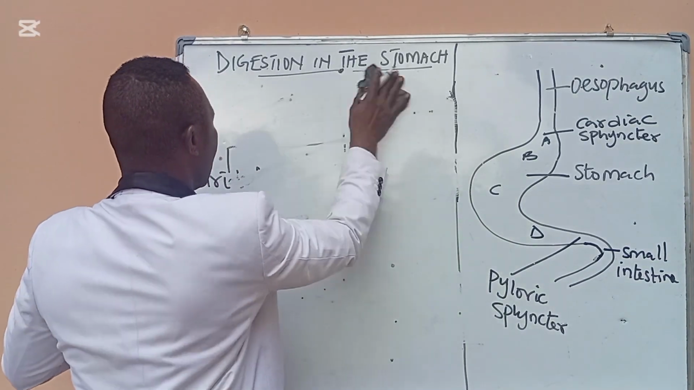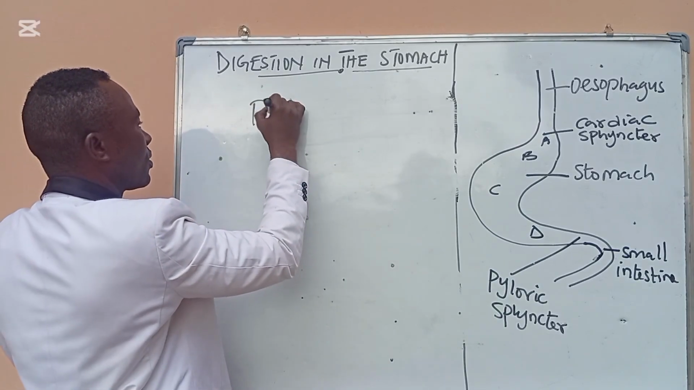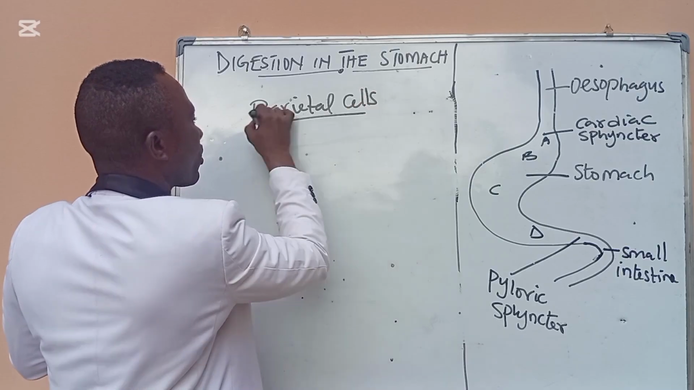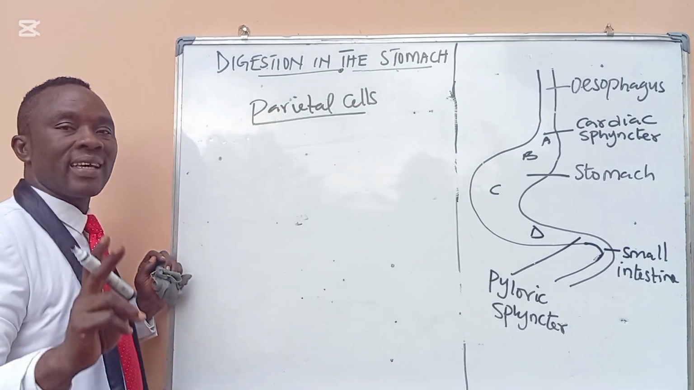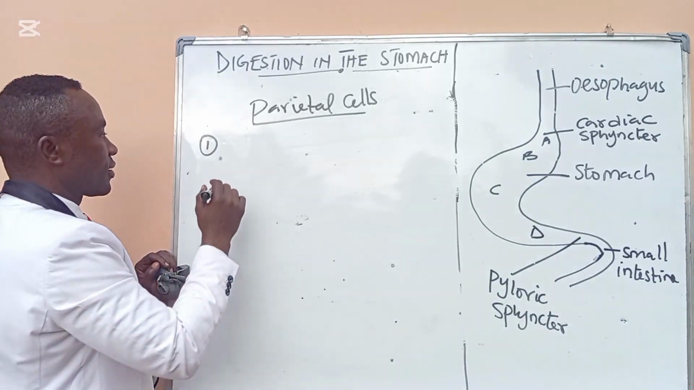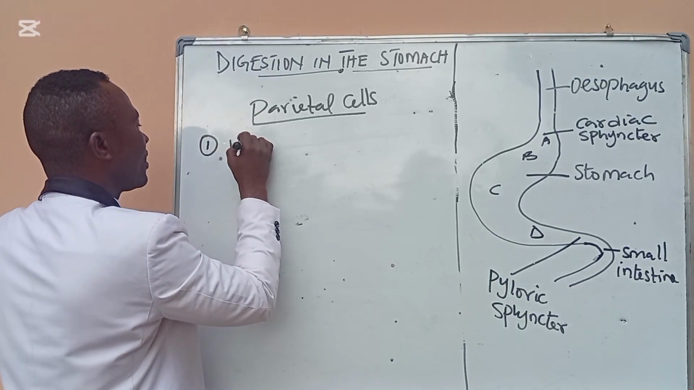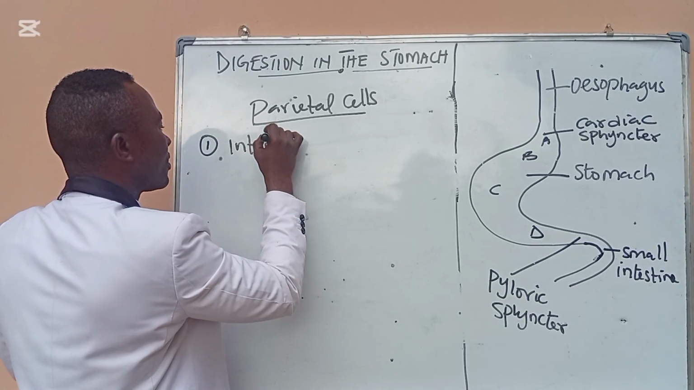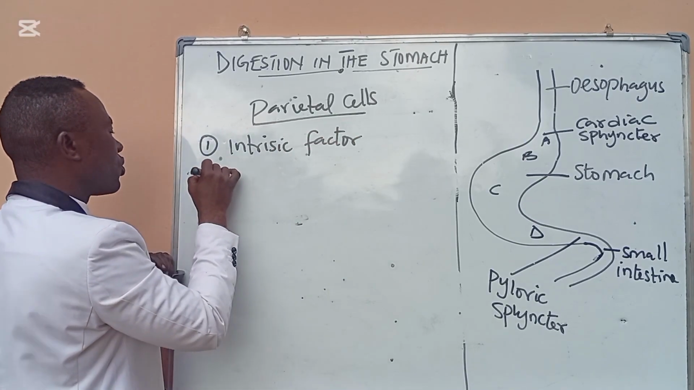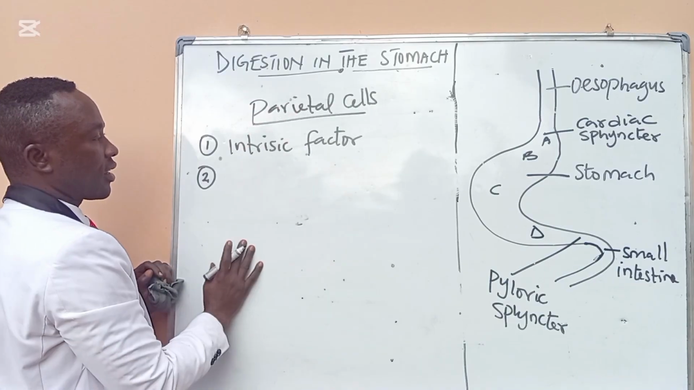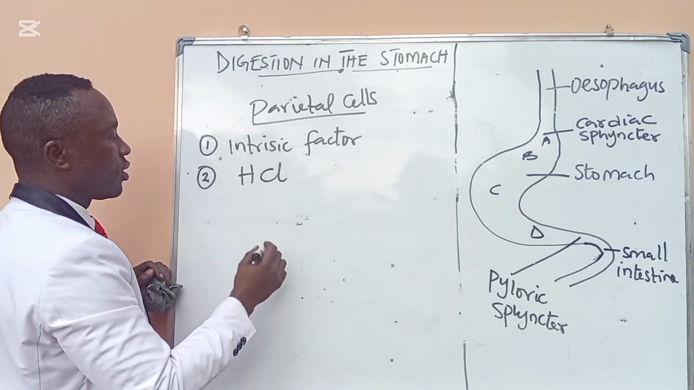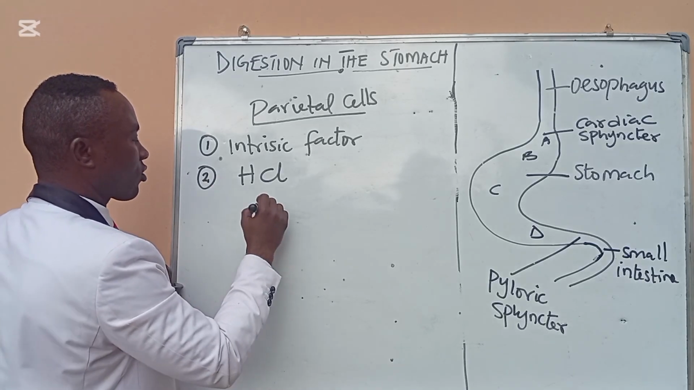So the parietal cells. Now, the parietal cells secrete 2 things. Number 1 thing that it secretes is the intrinsic factor. Then number 2 secretion of the parietal cell is HCl. So we go to intrinsic factor.